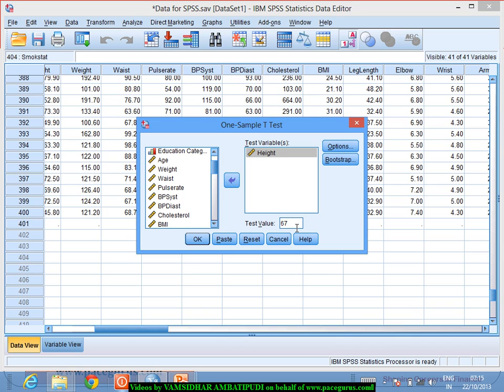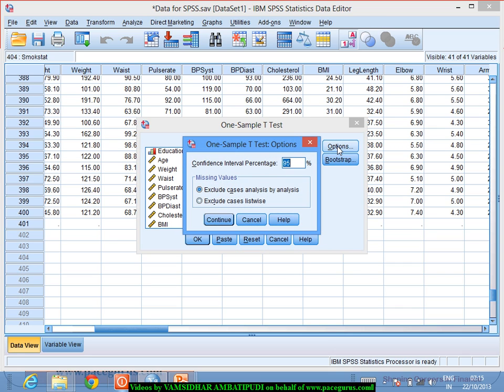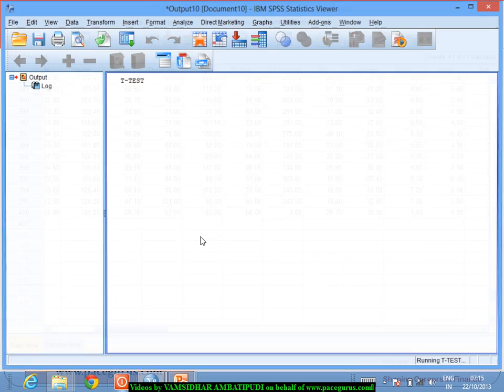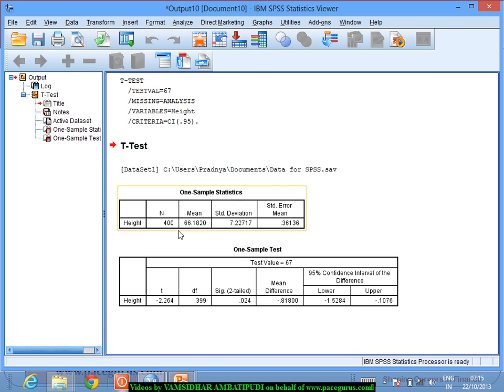The test value I am putting is 67. Check whether the height is equal to 67, and probably you can set a confidence level. I'll keep the default confidence level itself as 95%. We'll discuss about it, and that's it. Probably when I do this, what I am getting is a very simple outcome, saying there are 400 records for which I am analyzing the height. The mean from the sample has come out as 66.18. I am comparing it with 67.